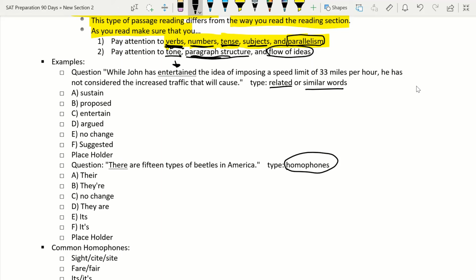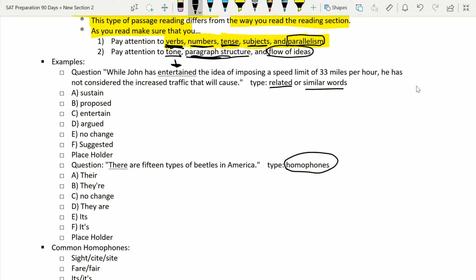And I'll get into what homophones are as well, if you don't know what those are. So, well, John has entertained the idea of imposing a speed limit of 33 miles per hour. He has not considered the increased traffic that will cause, right? So entertained here, it's not necessarily a terrible word, but there's likely a better word, right?